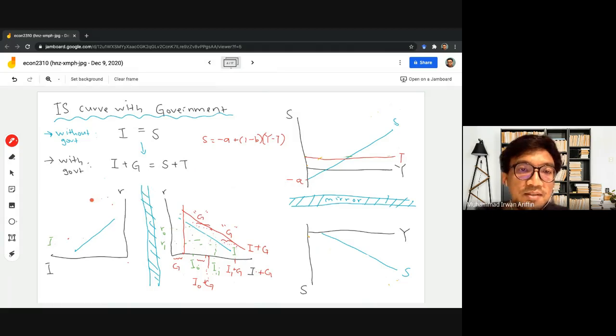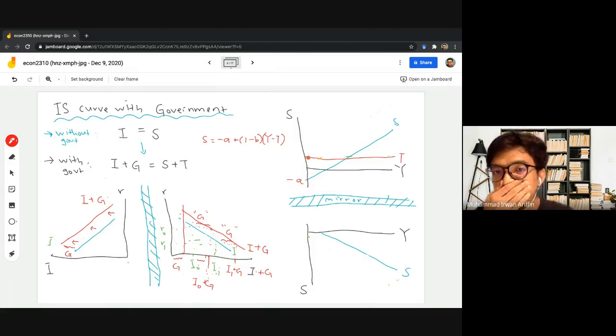Take note that since we are going to be using the 4-quadrant framework, with this introduction of government, our investment schedule would shift to the left in the 4-quadrant. It will be higher because of the introduction of government expenditure. The distance of the shift would be the amount of government expenditure.